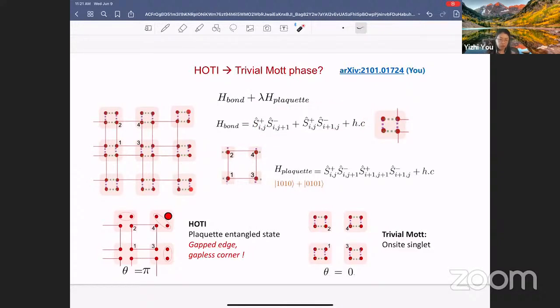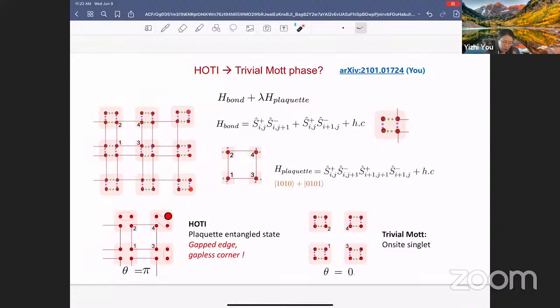And I assume the Hamiltonian only has two types of interaction. One is the plaquette interaction between the unit cells, and the second is the XY interaction within the unit cell. So in the two limits, when the plaquette interaction dominates, then we know that we just have a higher order topological insulator with a plaquette entangled pattern. And once the XY interaction within the unit cell dominates, then all of the spins are paired inside each pink region, inside each unit cell, and there's no entanglement between the sites. So this is just a totally trivial Mott insulator with several on-site singlets.